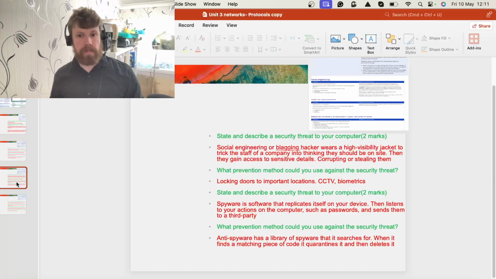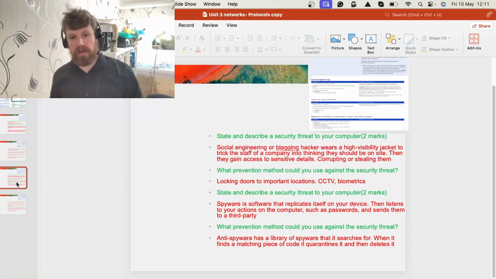So spyware, it replicates itself on your device. Now, the difference with this one is it listens to your actions on the computer. So it looks for passwords and sends them to a third party. So instead of deleting things, it's looking and seeing what you're doing on your computer system.